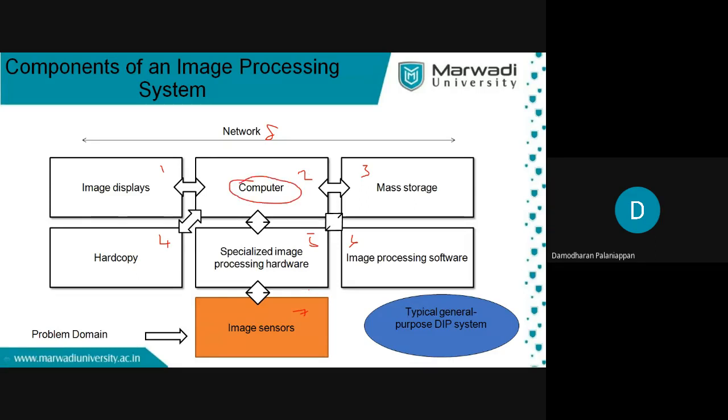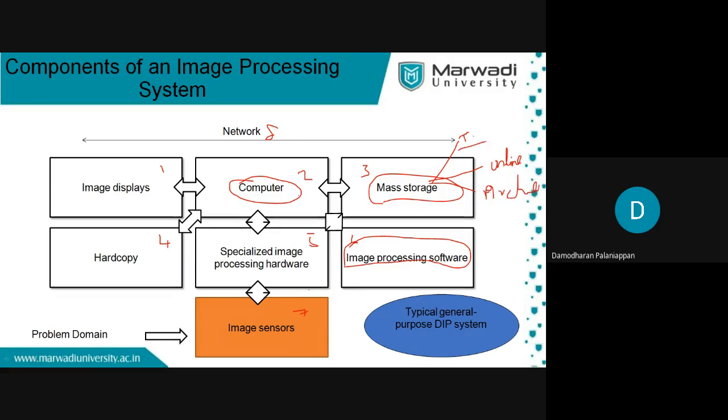Here the computer may be a normal PC or a supercomputer, which uses the image processing software to process our images. This software is used to perform the operations on the image. The next is mass storage. This mass storage is divided into three types of storage. One we can call temporary storage. Another we can call online storage. The final is the permanent storage, which we can call the archive.